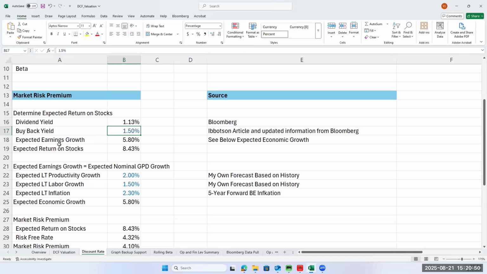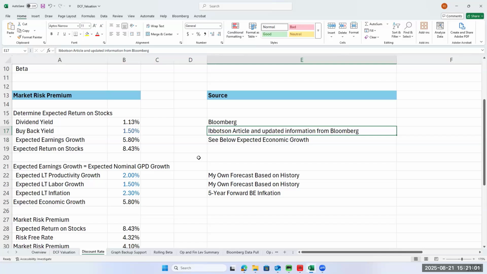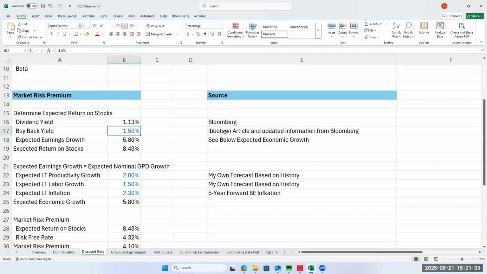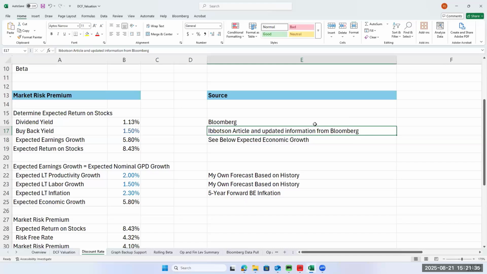Buyback yield is a very difficult number to calculate. However, I'm using an article written several years ago by Ibbotson and a few other authors where he shows that firms are buying back their stock at a higher rate than they're paying dividends. And so that is a big part of the cash return, or the yield return, for investors. I'm just using 1.5% from the article. I have gotten updated information from Bloomberg for the years since that article was written that shows that it still is the case that firms are buying back more of their shares, that yield is still higher than the dividend yield.